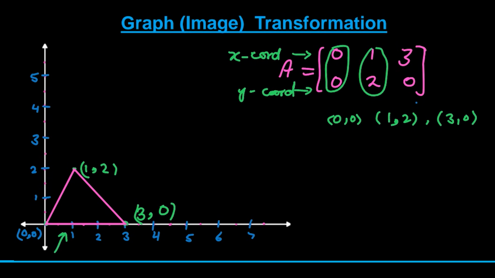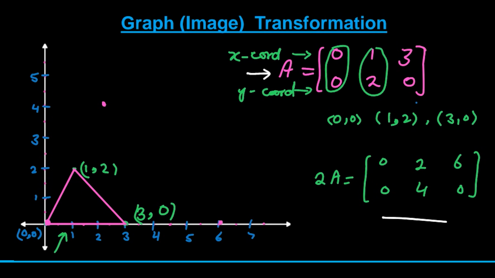Surely we can transform this by applying different operations on the matrix. Let's say we just multiply this matrix A by 2, we get this matrix, and the image is going to be like that. This is the transformation. You are going to see this in further detail in future videos.